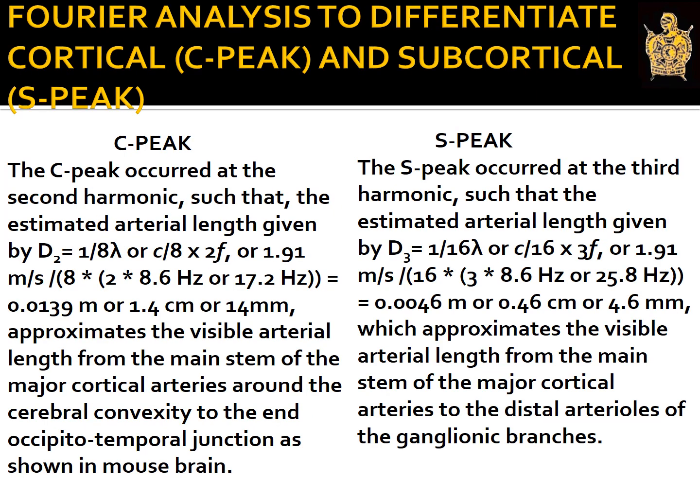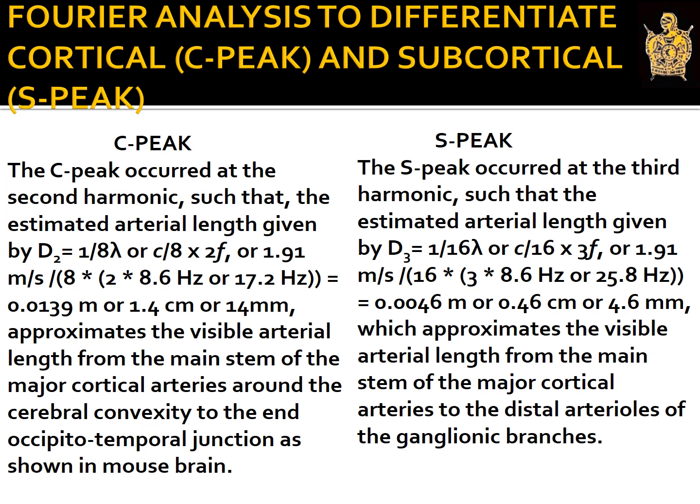We estimated the origin of the C peak and the S peak. The C peak occurred at the second harmonic at about an arterial length of 14 millimeters and at a frequency of 17.2 Hz, which would correspond to the occipitotemporal junction in the mouse brain.